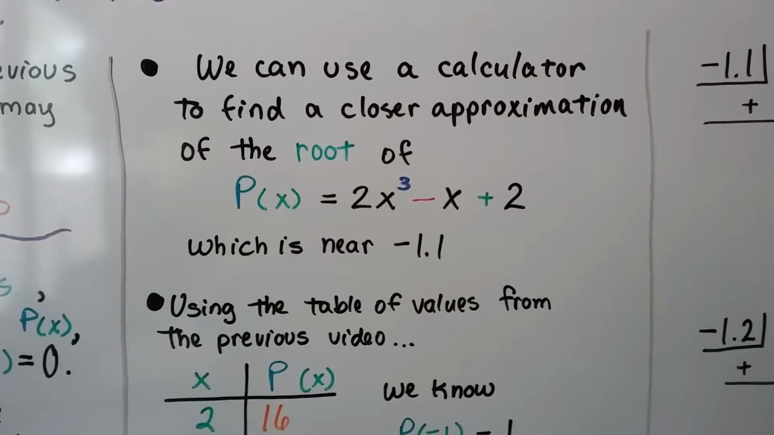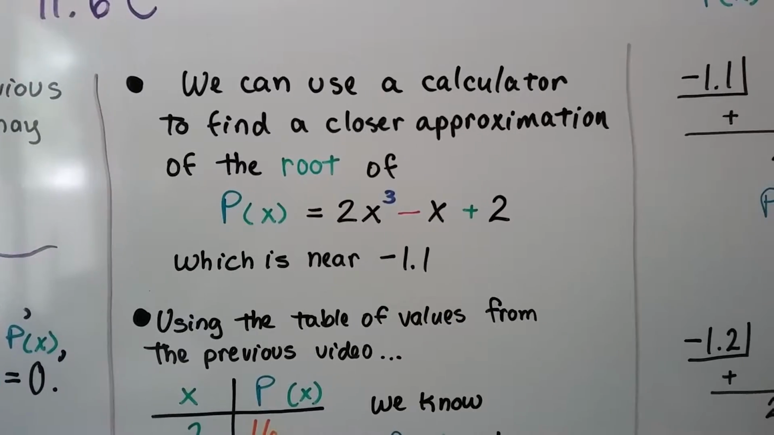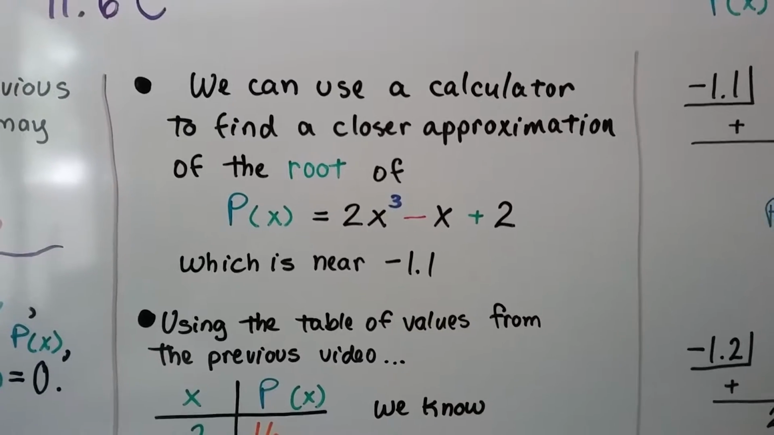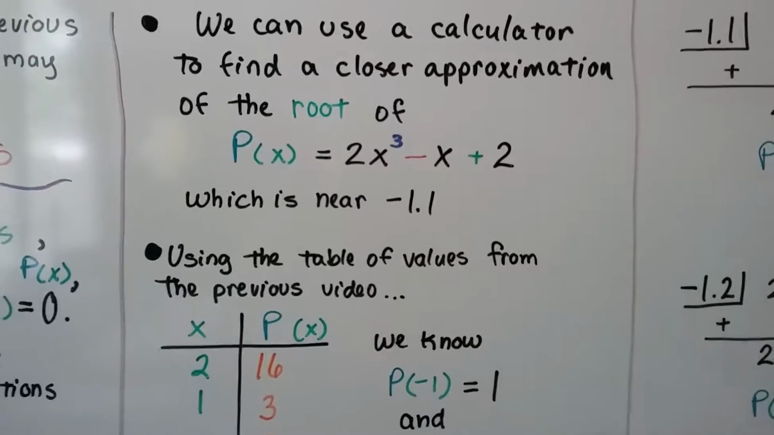We can use a calculator, just a regular calculator, to find a closer approximation of the root of p of x equals 2x to the third minus x plus 2. It's going to be near negative 1.1. Now this is the same polynomial we used in the last video, all right? So we've got the same table of values.